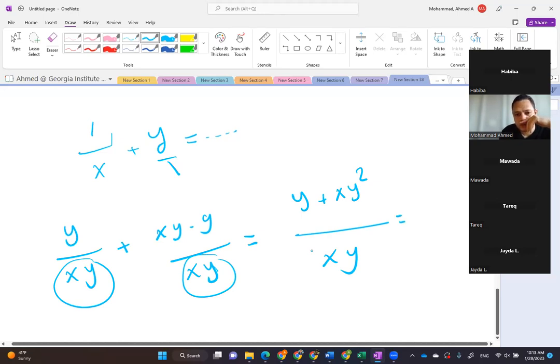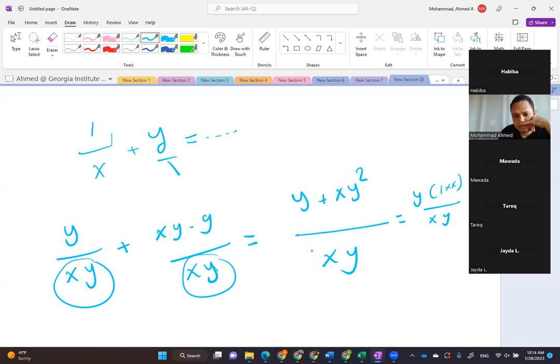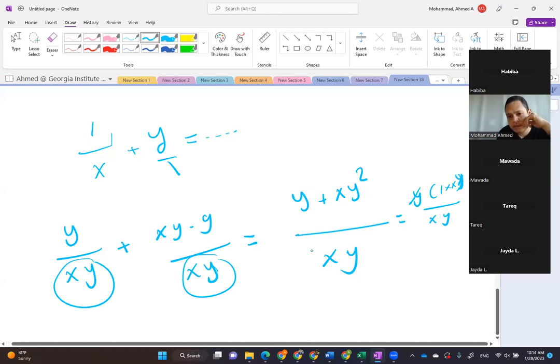Okay, which is equal. If you take y as a common factor, it is going to be y times 1 plus x over xy. This is right. Okay. No, xy over here. So if you cancel this with that, it is going to be 1 plus xy over xy, which is 1 over xy plus 1.